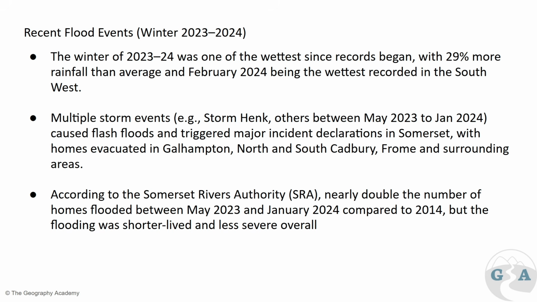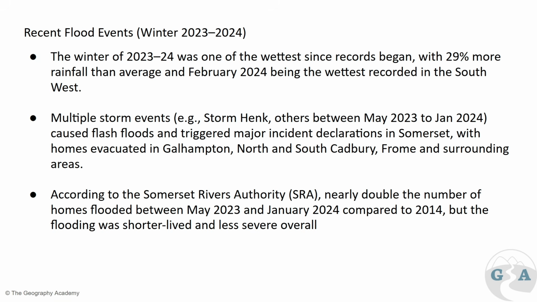Now, with all good case studies, if you're going to use this one or someone else, I would suggest that you use a place that's experienced 2 levels of the same amount of precipitation or somewhere close to it. Now, in Somerset in the winter of 2023-24, they had one of the wettest records, and it started with 29% more rainfall in February than the average. So wettest record in the region.